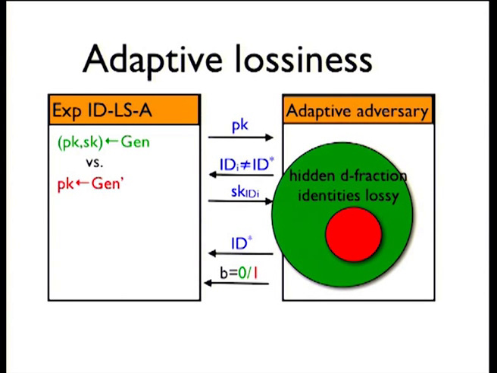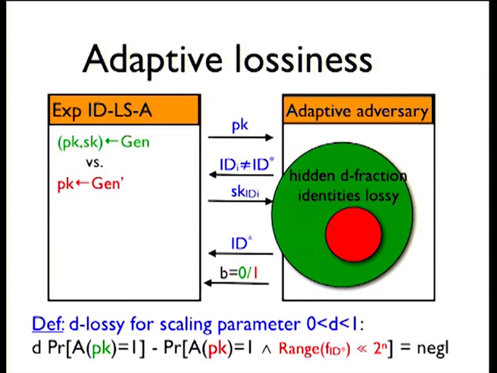We want that this set of all identities contains a fraction of lossy identities, and this fraction has to be hidden, okay? And this is the security definition that we define. So we do a scaling factor here: we define d-lossiness for a scaling parameter d, such that d times the probability that the adversary outputs one on the real public key, minus the probability that it outputs one on the lossy public key, and the challenge identity is really lossy, has to be negligible.